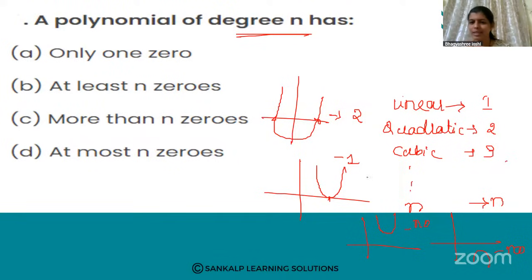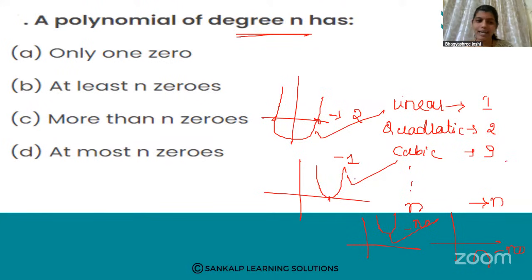But remember one thing, this is also a quadratic polynomial. But have you observed more than 2 zeros anywhere? No. Fewer than 2 there are, but more than 2 is not there. 1 is there, 0 is there, 3 is not there, right? That means we can say that at most 2. More than 2 is not possible. Less than 2 is possible, but more than 2 is not possible.